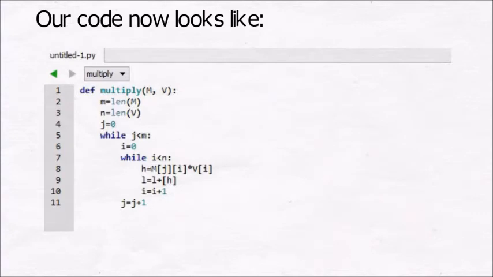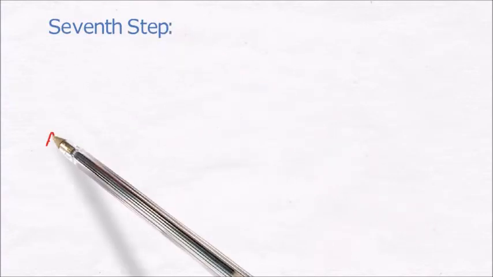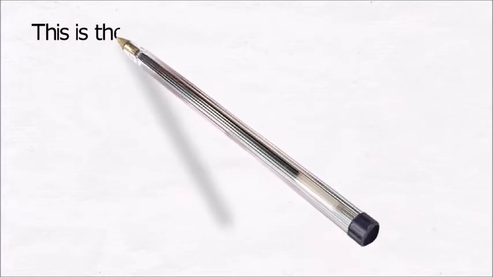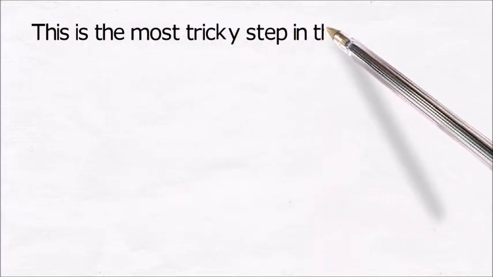Our code now looks as follows. Seventh step: add the right produced values to each other. This is the most tricky step in the process.